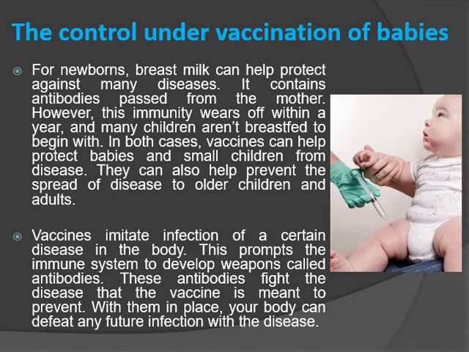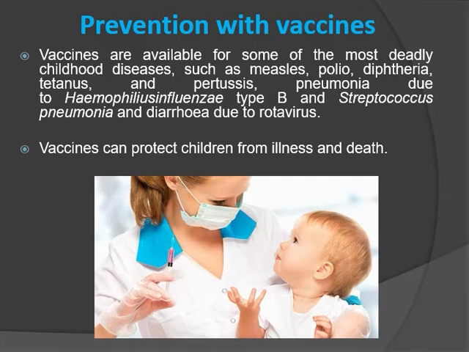Vaccines are available for some of the most deadly childhood diseases, such as measles, polio, diphtheria, tetanus, and pertussis, pneumonia due to Haemophilus influenzae type B, and Streptococcus pneumoniae, and diarrhea due to rotavirus. Vaccines can protect children from illnesses and death.